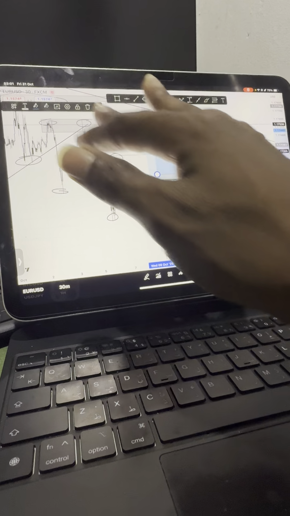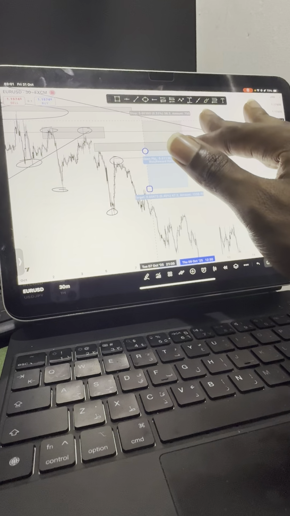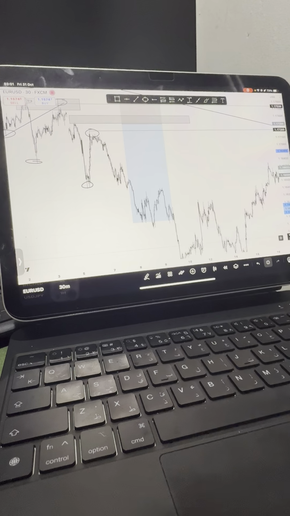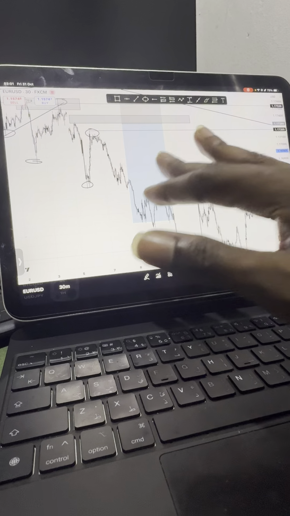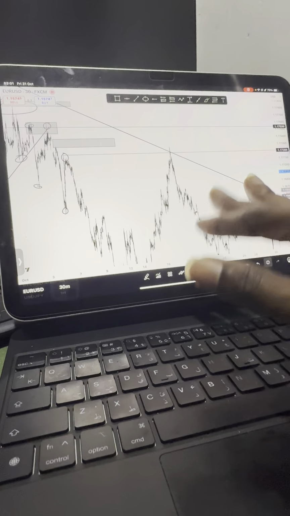So I want to show you some market structure and how to pick liquidity, or how to identify liquidity. A lot of people charge you a lot of money for these things like liquidity graph and all of that, but we don't need it here. We just have to learn all these things together.